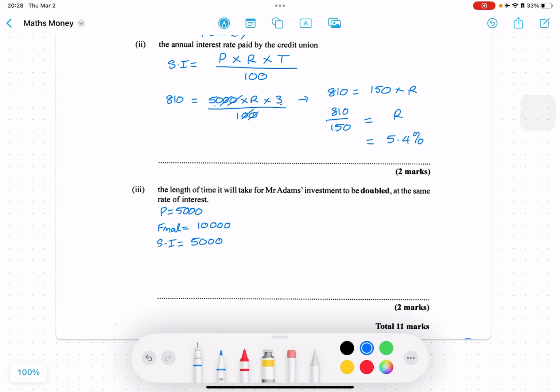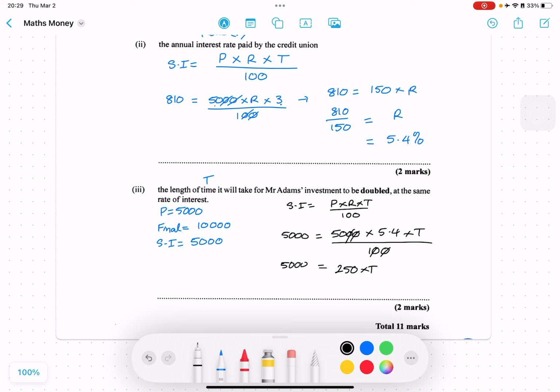Okay, and they are asking for the T, time. So let's put back in our formula here now. So simple interest is principal by rate by time over 100. So now we have the simple interest that we want, which is $5,000. We have the principal, which is $5,000 initially. We have the rate, which is 5.4%. And we don't have the time, which is T. And we put all of that over 100. So easy again. We take off the zeros here. Now we could simplify by saying 5,000 is equal to 50 multiplied by 5. That's 250. Multiplied by T.